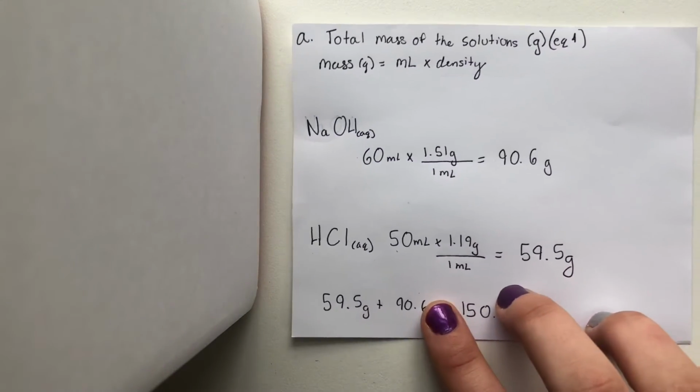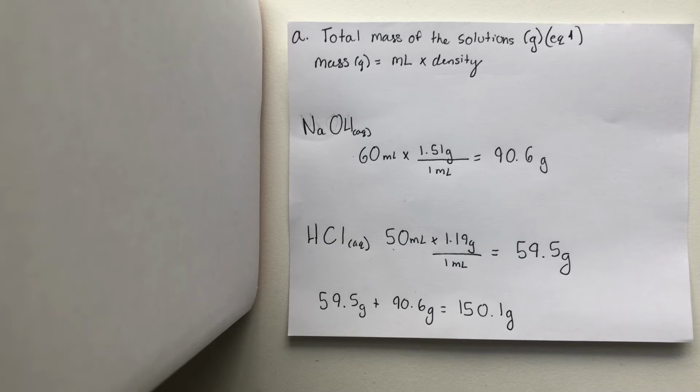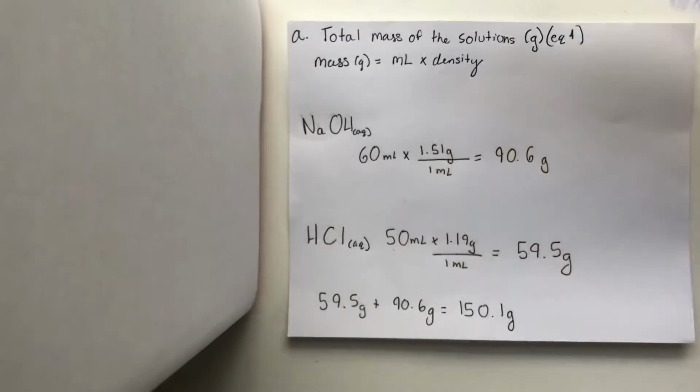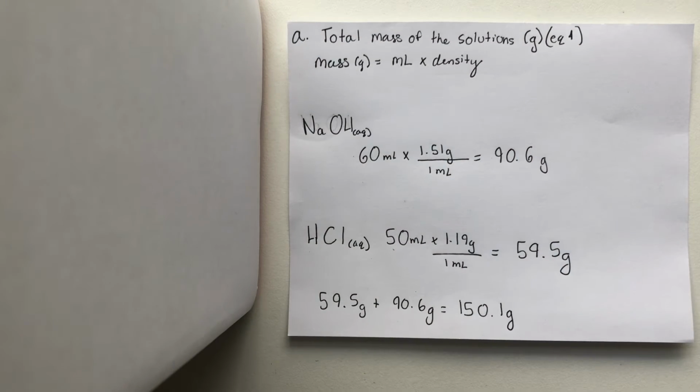So the first part in the table on Part B is to find Part A, which is the total mass of the solutions. So for NaOH aqueous, we're going to take the 60 milliliters from our table, and multiply it by the density, 1.51 grams per milliliter, and the milliliters will cancel out, and we will be left with 90.6 grams. For HCl, we will be taking the 50 milliliters from the table, multiplying it by 1.19 grams, and dividing it by 1 milliliter, and that is going to be 59.5 grams. Now for the total mass, we'll just add the two together, giving us the 150.1 grams.